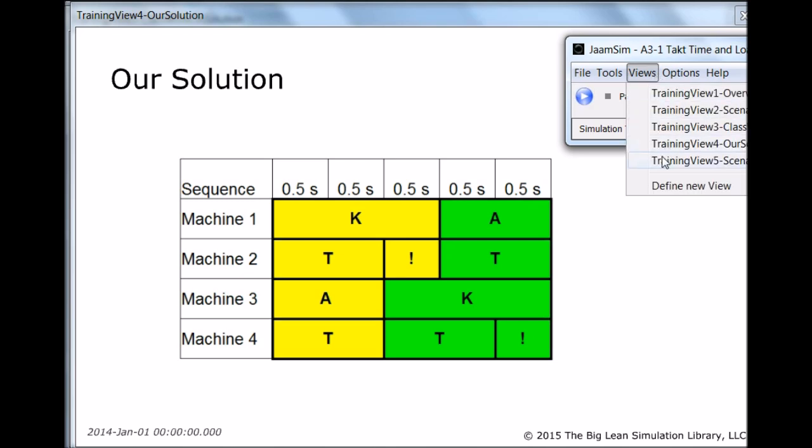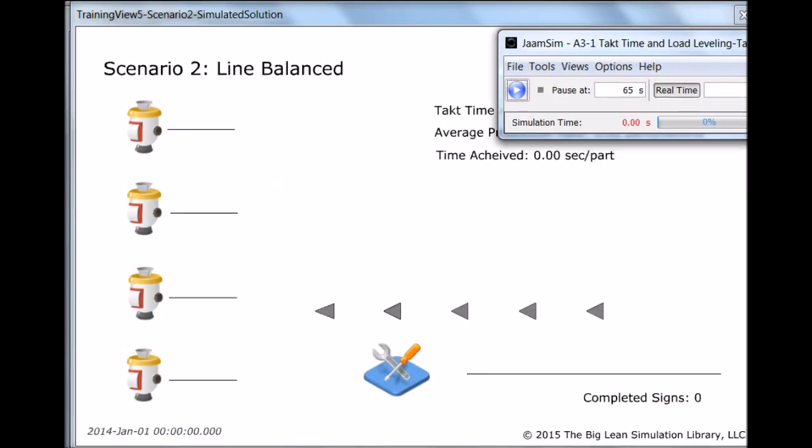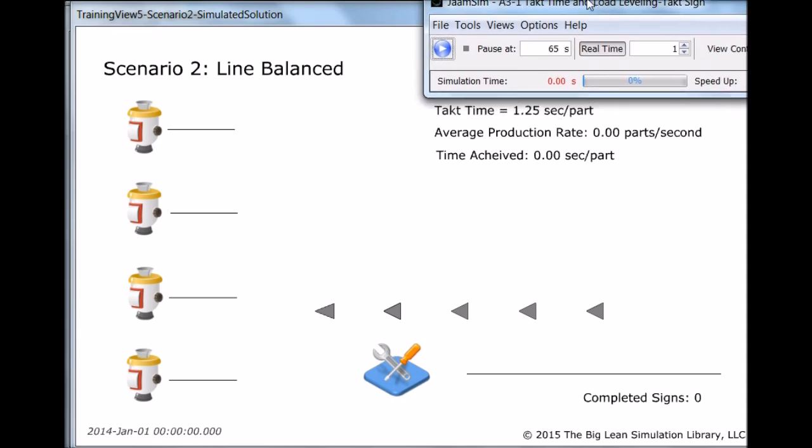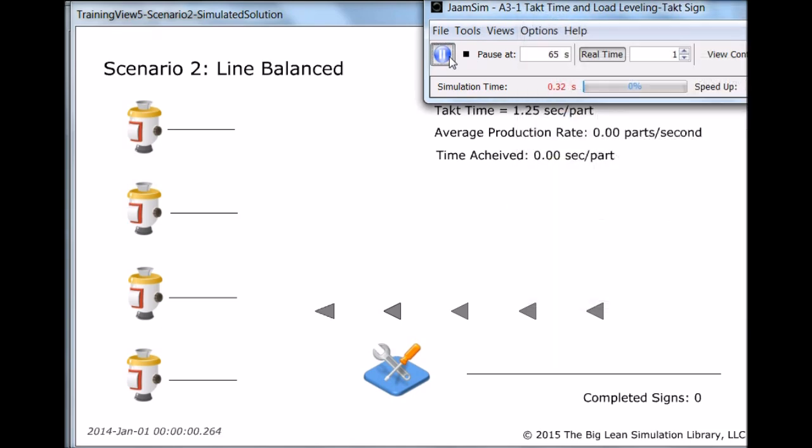Okay, I'm going to make it so you can see my controls. Recall takt time is 1.25 seconds per part. Okay, so now you see we're producing the sequences as shown. They're coming off in that order. And now we've got two T's, and we're just waiting for the exclamation mark and a K, which are ready to come. So we're producing signs much quicker. And we'll go ahead and run this for the whole 65 seconds.